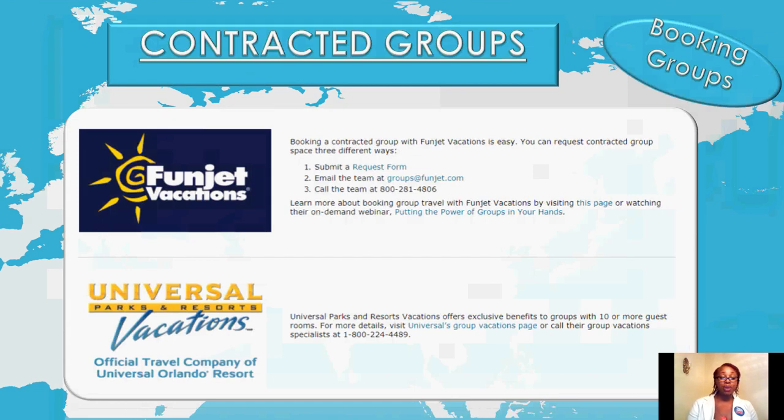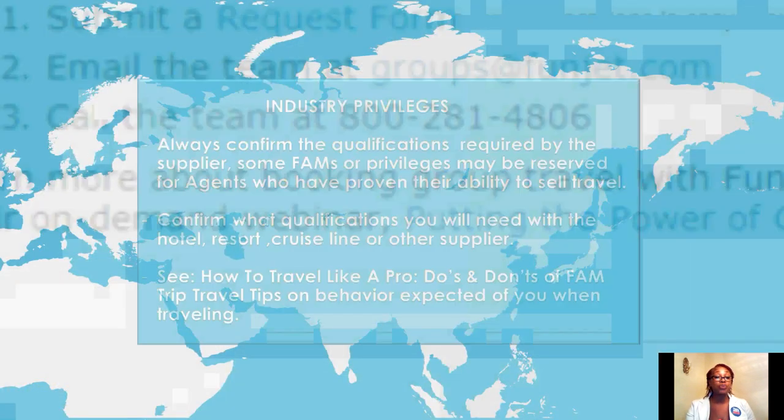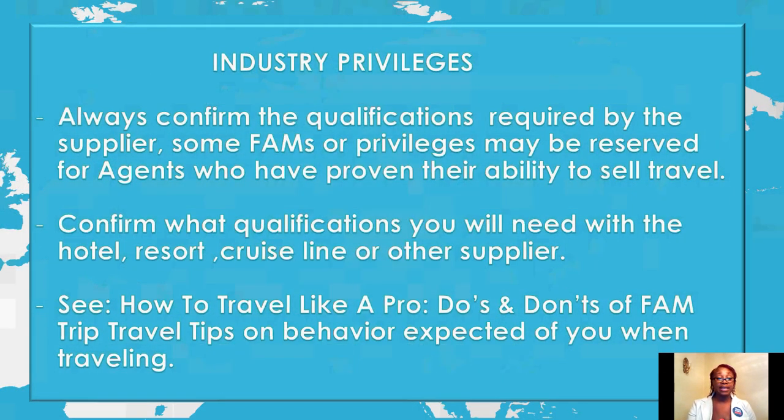FunJet also has a great groups system. They cater to groups. They're great with groups. Booking a contracted group with FunJet is very easy. As you can see here, they have a request form. You send the request to groups at FunJet, and they'll set it all up for you and create a dashboard for you. You can keep up with all your groups and all the payments. It's amazing, so definitely take advantage of those.